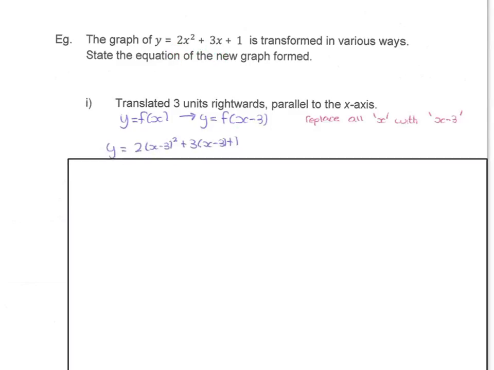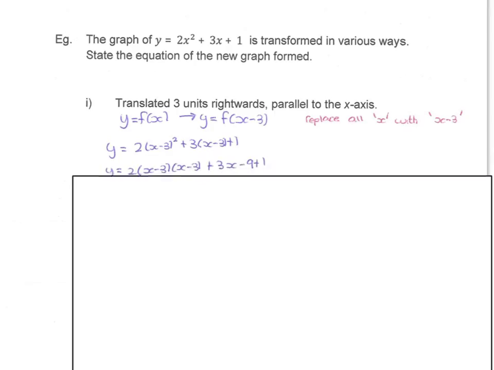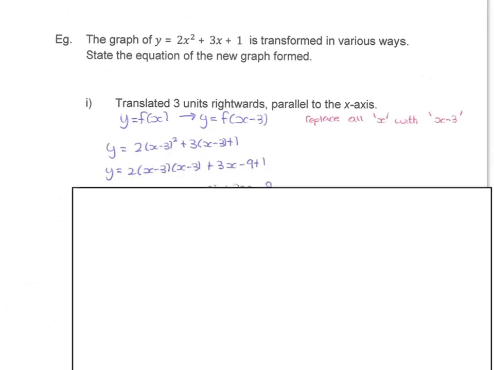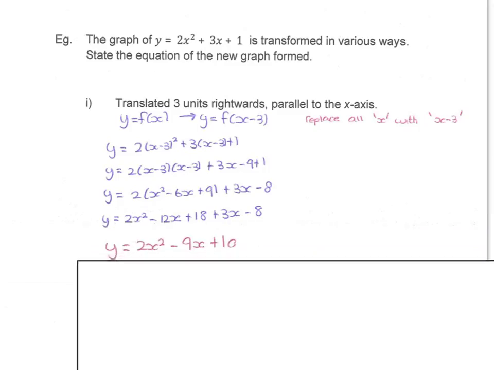If we work through the algebra, as you can see in this line, I have replaced each x with an x minus 3. So we've got 2 times (x minus 3) squared plus 3 times (x minus 3) plus 1. From here on out, it's just basic algebra. Multiply out those double brackets, expand brackets, simplify, collect like terms. We follow through the next few lines of working, and once completely simplified, we end up with y equals 2x squared minus 9x plus.